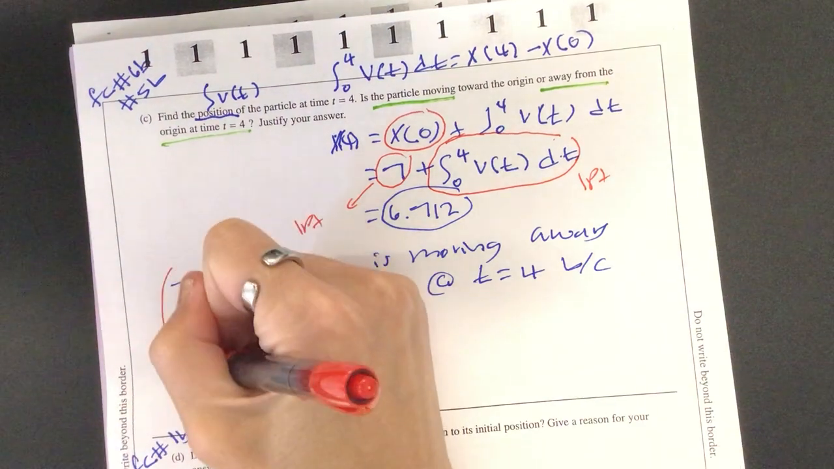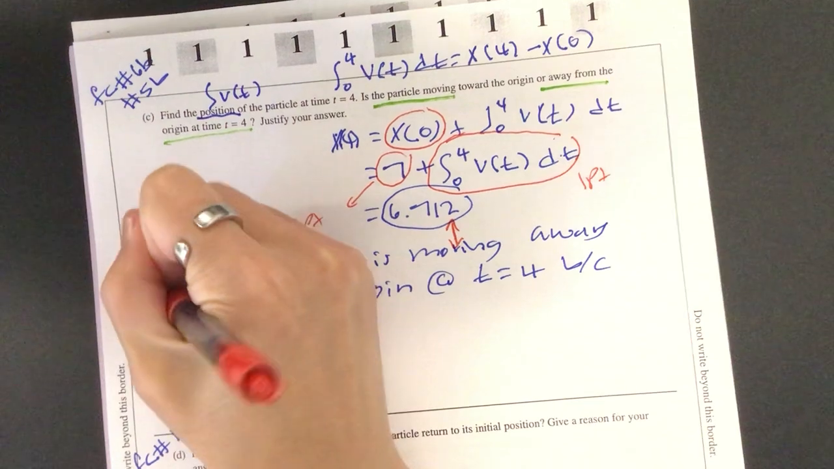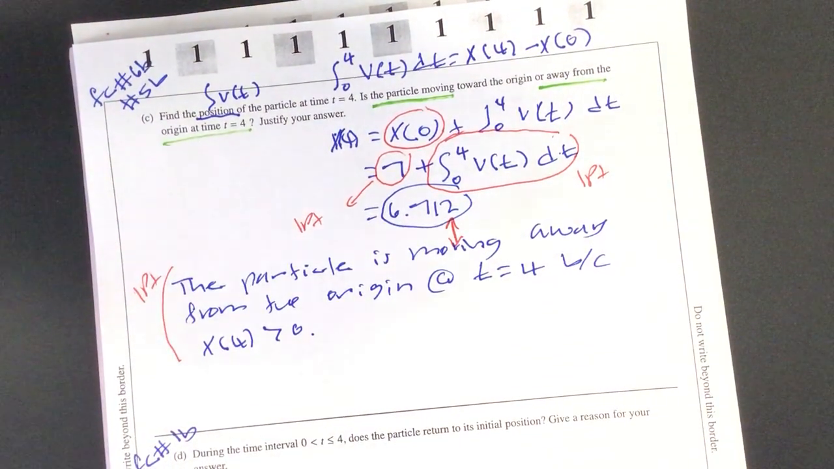And your explanation, or having that be a positive number, is going to give you another point. But if at all possible you have white space, go ahead and write it in words. It's not going to hurt you. Okay, give me a note if that makes sense. All right? Now let's go on to part D.